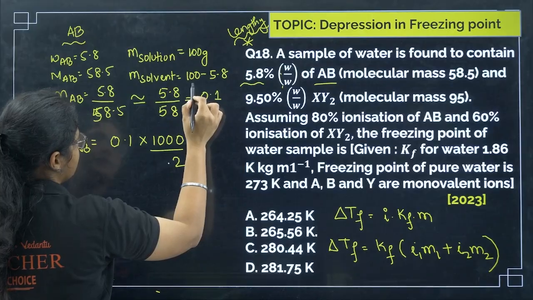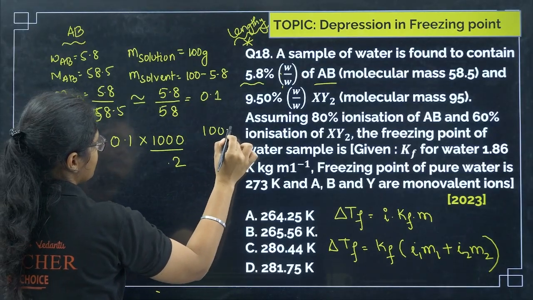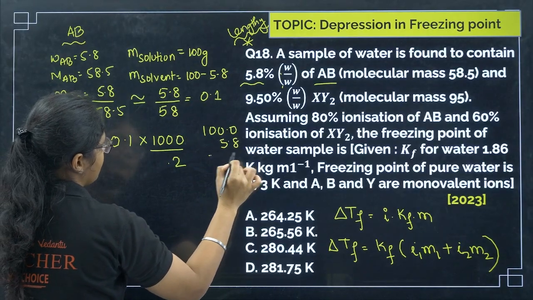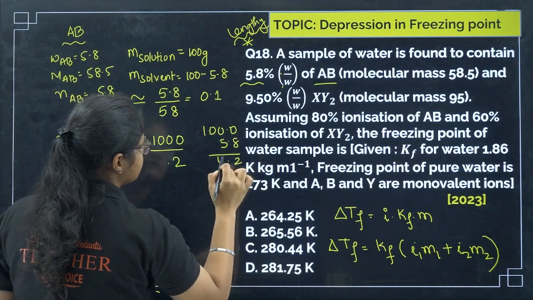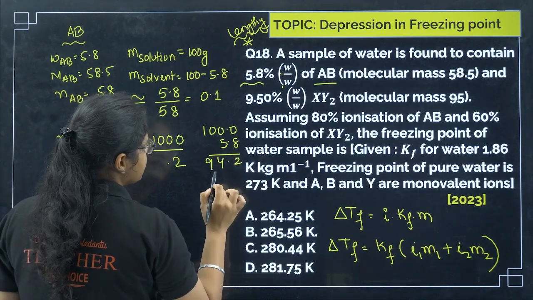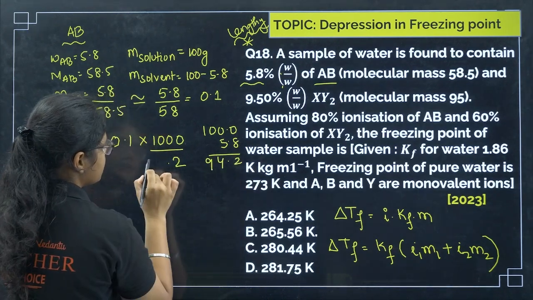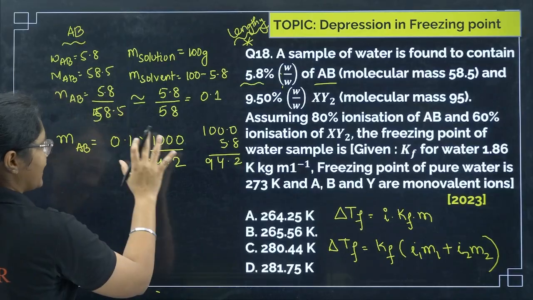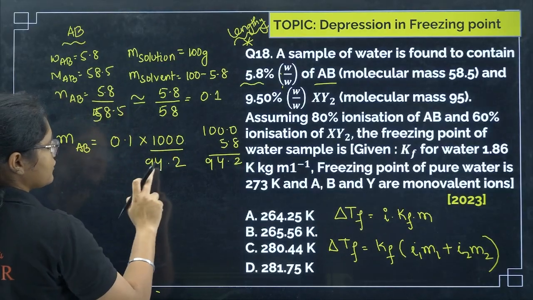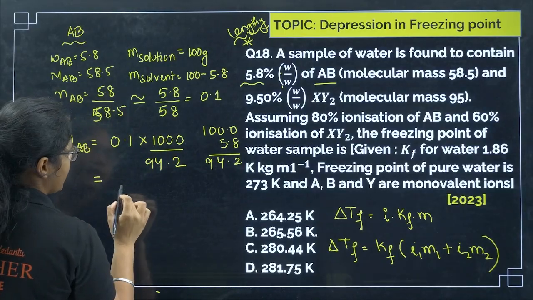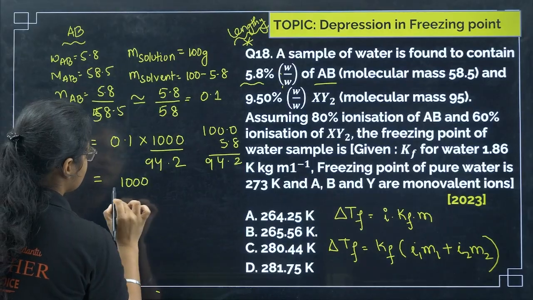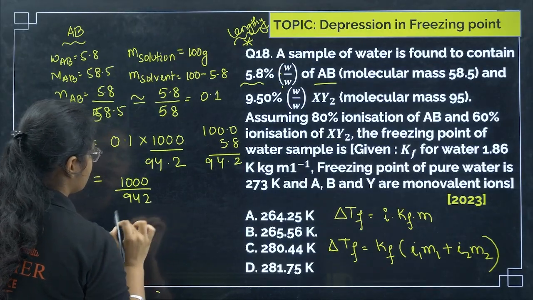I'll just subtract here. You might be thinking ma'am is doing this subtraction also, but yes, it is very important to show every step here because this question is a bit lengthy. So I got 94.2. So 0.1 into 1000 by 94.2, or I can write it as 1000 divided by 942.